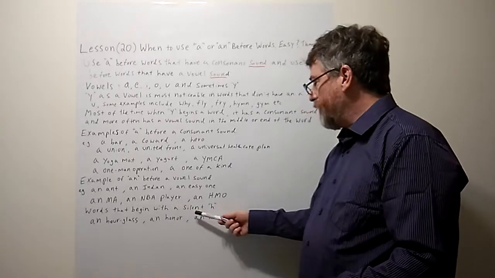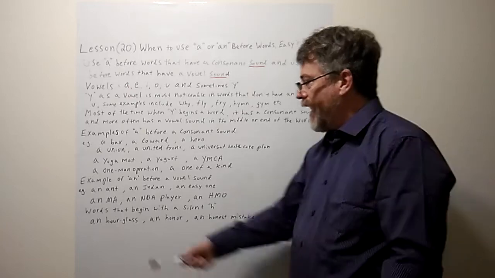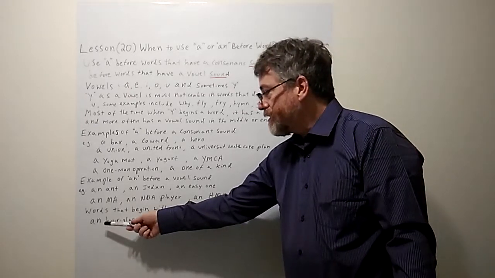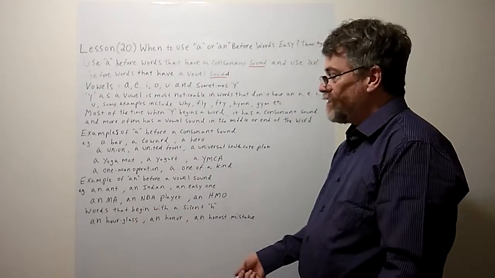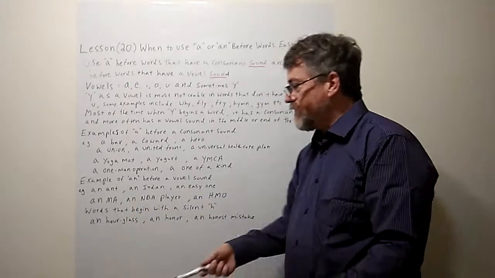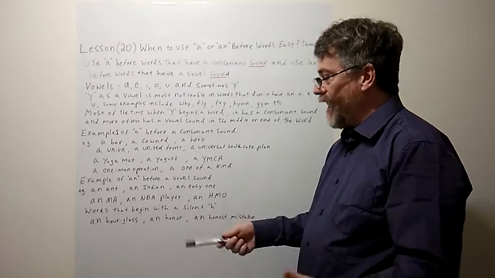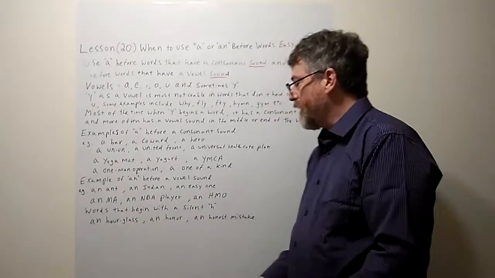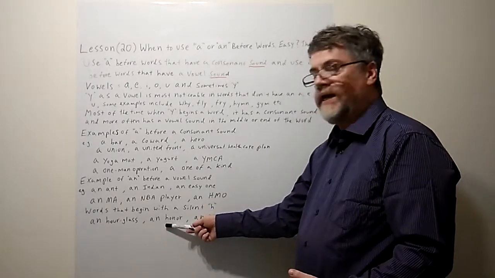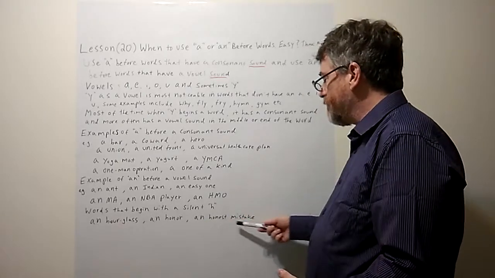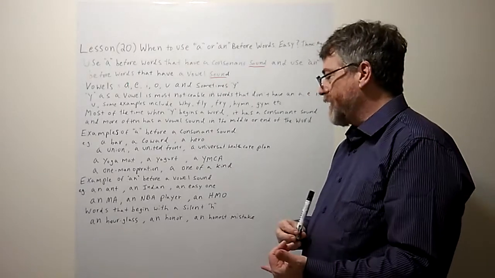All right, words that begin with a silent H. This is another one to pay careful attention to. An hour or an hourglass. So the H is silent, so the first vowel sound is actually an O. Even though we often think of H as a consonant, so why don't we say "a hourglass?" We actually say an hourglass because the H is silent here. An honor. We don't say "a honor." We say an honor because the H is silent. An honest mistake. Again, H is silent. So be careful of silent H's.